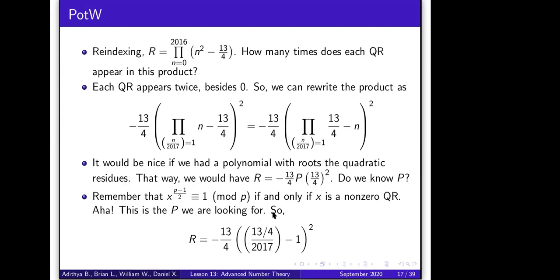So when we plug 13 over 4 into it, we're going to get that R is equal to negative 13 over 4 times the Legendre symbol evaluated at 13 over 4, minus 1, all squared. So what can this be? This inner term is either going to be 0 or negative 2, depending on what the Legendre symbol evaluates to. So how can we find the Legendre symbol at 13 over 4?